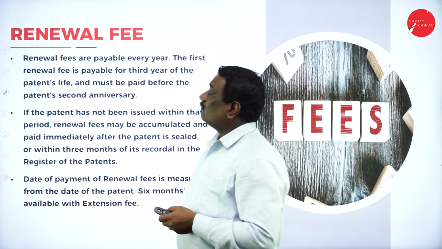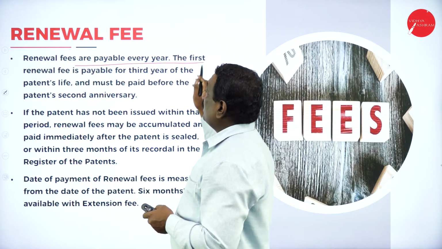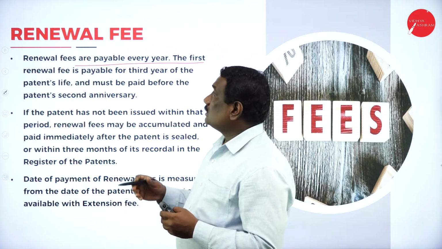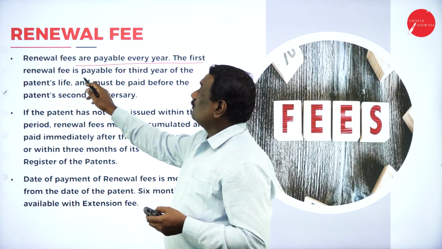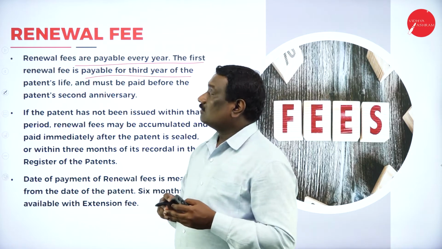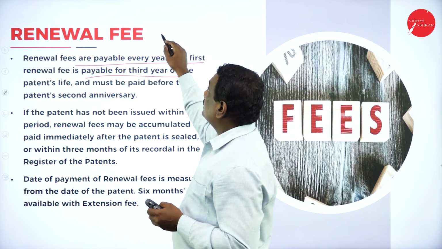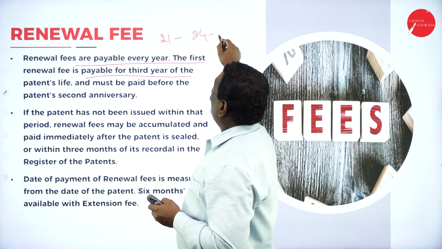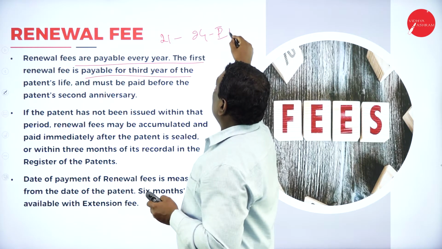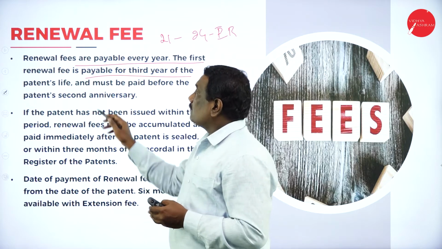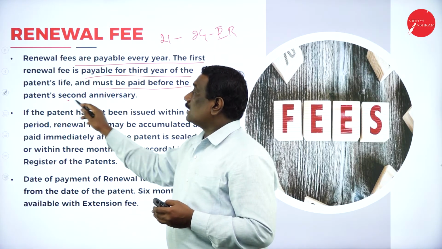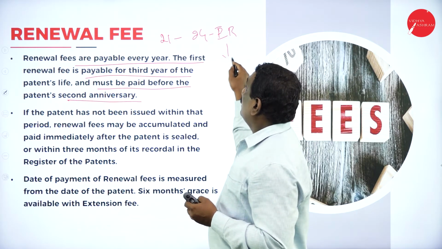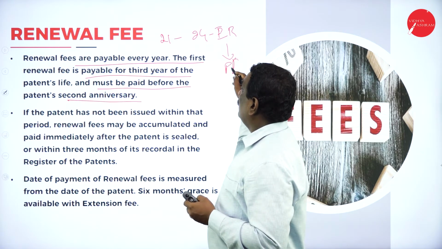Now, coming to the renewal fees. Renewal fees are payable every year. So, once in a year you need to renew the patent for which you have got the patent right. The first renewal fee is payable for the 3rd year of the patent life. So, if you have got it this year, that is in 2021, then in 2024 you need to make the first payment, that is the first renewal, paying the fees, and it must be paid before the patent's 2nd anniversary. So before the patent's second anniversary, you need to pay this amount to get the renewal of that particular patent.